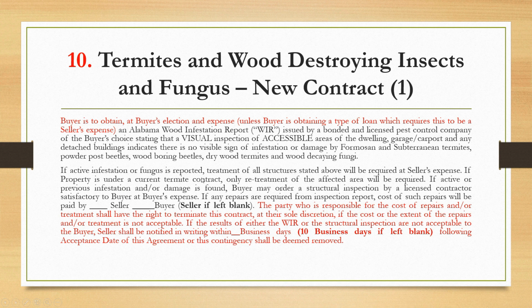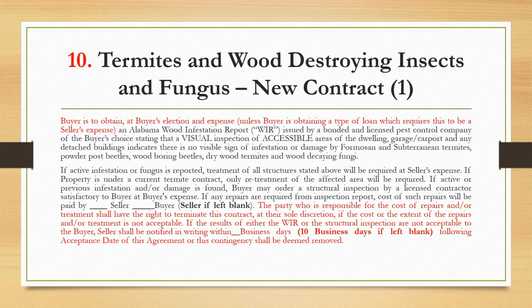This next section, the black part of the second paragraph, is the same as the old paragraph, where retreatment obligations, and if active or previous infestation or damage is found, the buyer may order a structural inspection by a licensed contractor paid by the seller or the buyer, and you choose seller or buyer, and we have seller as a default. None of that has changed.